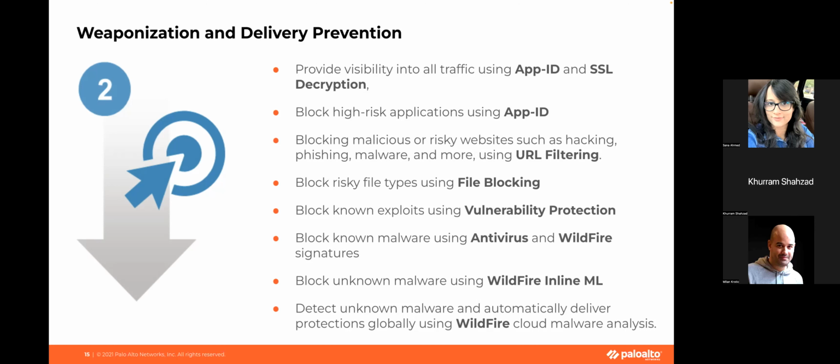Once we have the visibility, we can block the high-risk applications using App ID. And this reduces the attack footprint by quite a bit. If we only allow the applications that need to be allowed, then the attackers cannot really do most of their scans and most of their probes, because they will be limited only to applications that are supposed to be running.